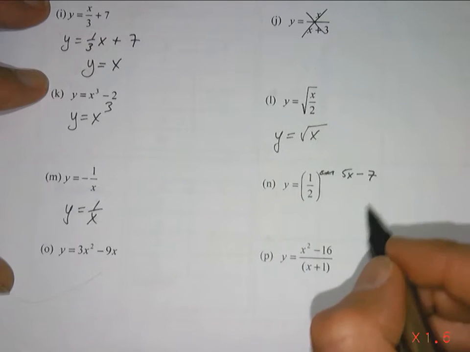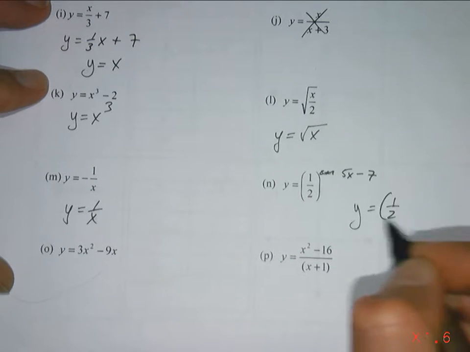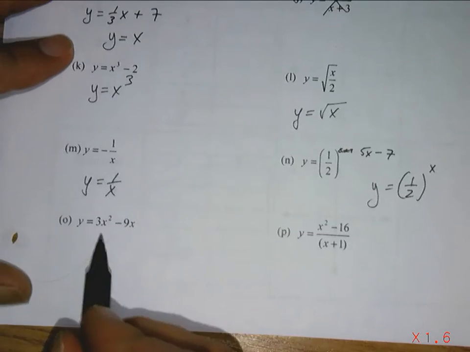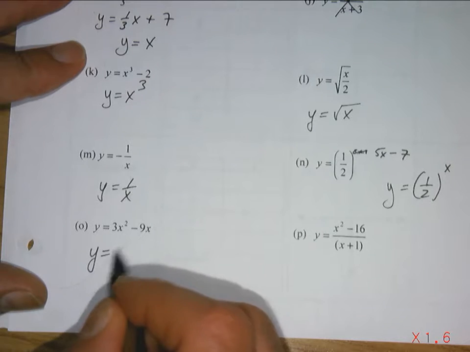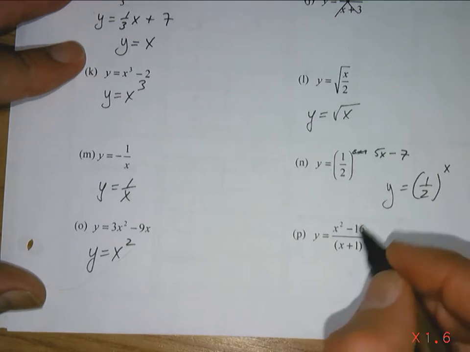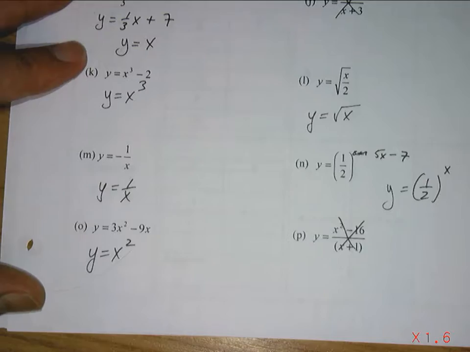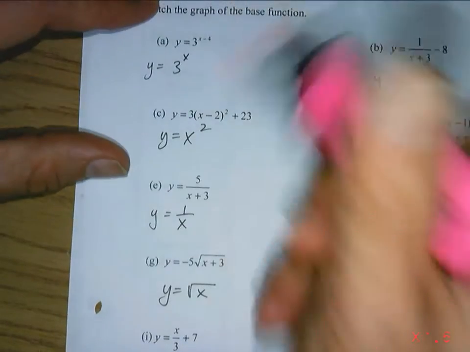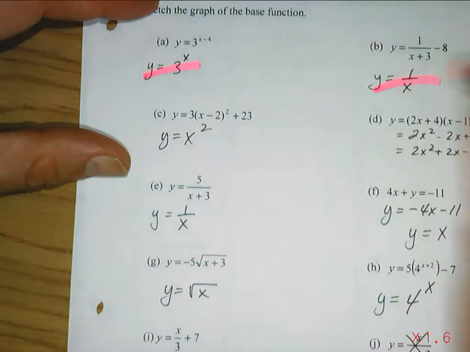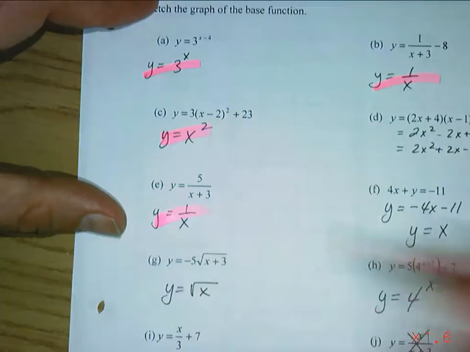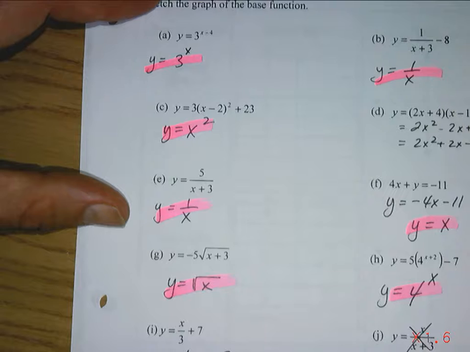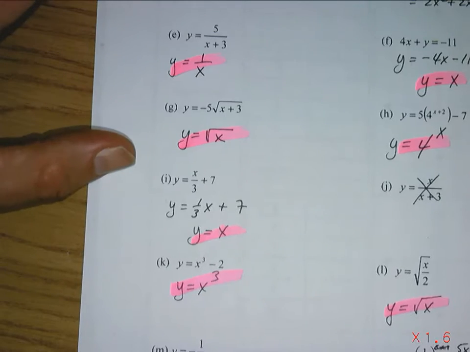Your base function is y equals 1/2 to the x. A half-life. Base function here, quadratic, y equals x squared. And we can't do this one, too many x's. So, it asked you to sketch the graph of the base function. All I did was tell you what the base functions were. That one, that one, and so on, for all of them.